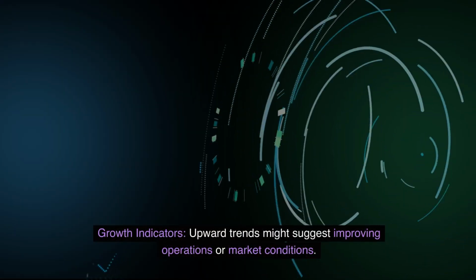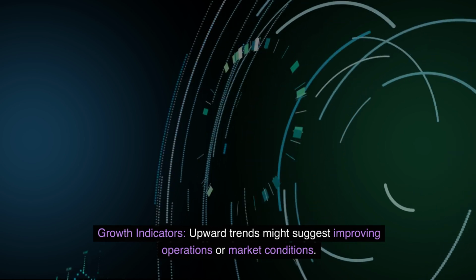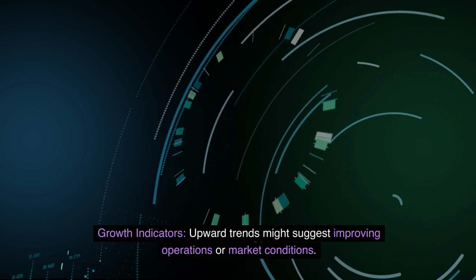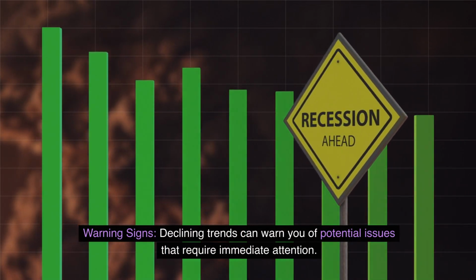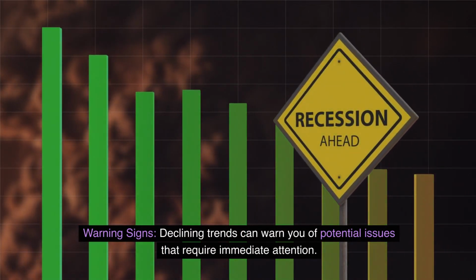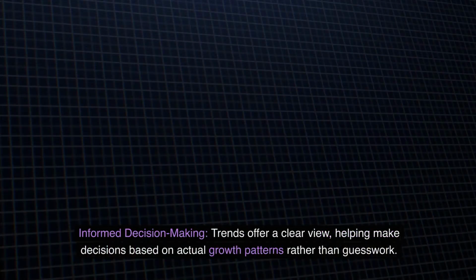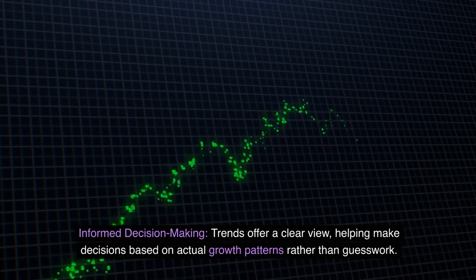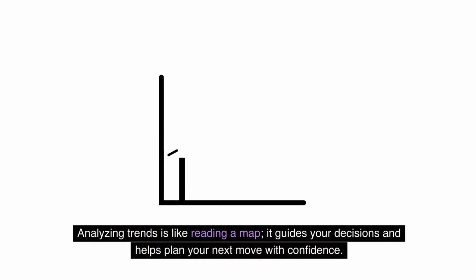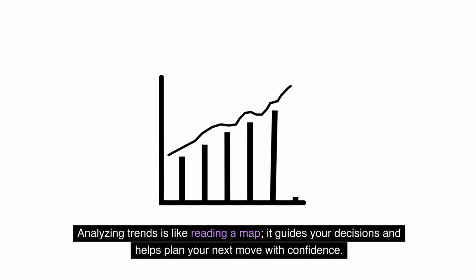Growth indicators. Upward trends might suggest improving operations or market conditions. Warning signs. Declining trends can warn you of potential issues that require immediate attention. Informed decision-making. Trends offer a clear view, helping make decisions based on actual growth patterns rather than guesswork. Analyzing trends is like reading a map. It guides your decisions and helps plan your next move with confidence.